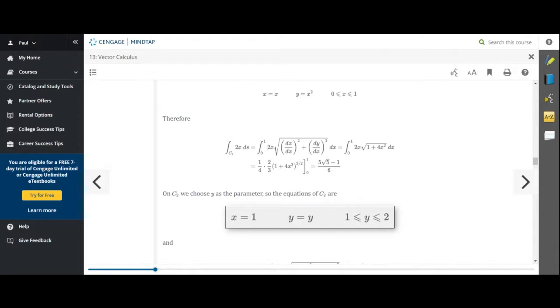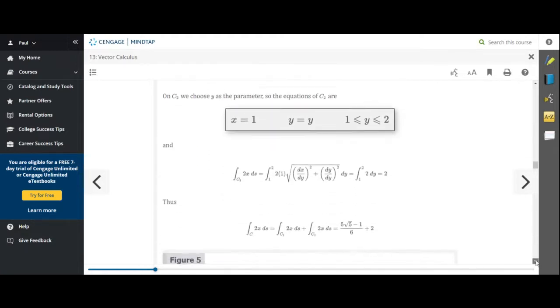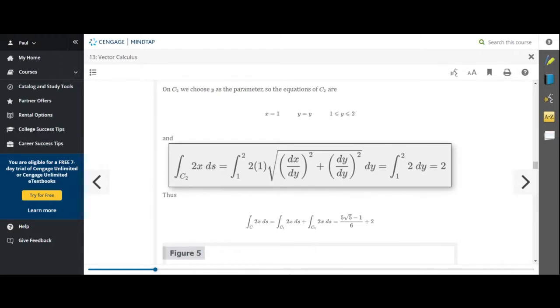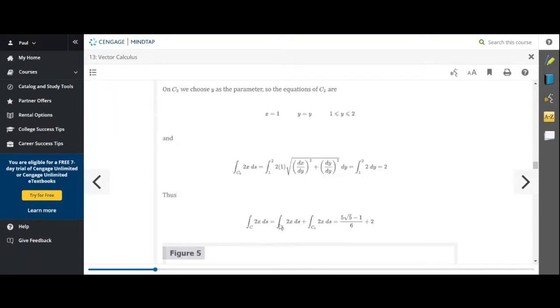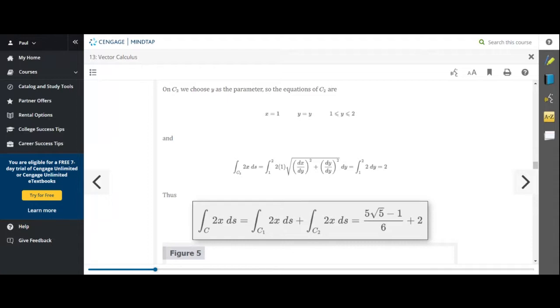And they're choosing y as the parameter. I personally like to always choose t as my parameter. It's just my preference, but at any rate, that's no problem. So then they compute the line integral along that second curve, C2, and they get 2. And so the sum, the full line integral across that curve C, would be equal to 5 root 5 minus 1 over 6 plus 2. That would be the full line integral.